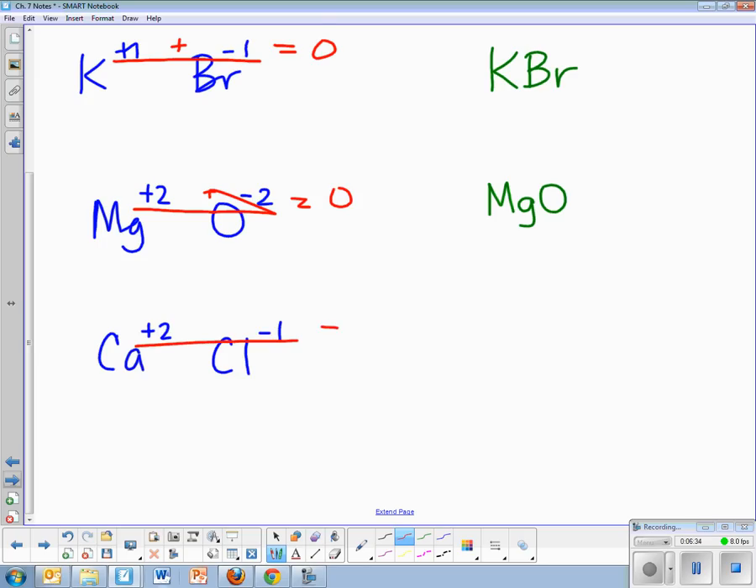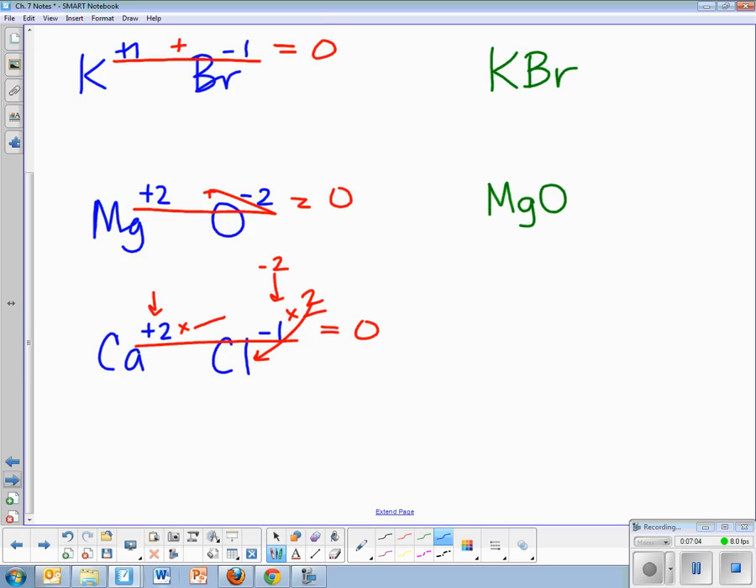Okay? So to get them to add to 0, you can multiply them by something. So, what do you need to multiply them by? Well, you have a +2 right here, and you need to get this one to be a -2. Opposite sign, plus and minus, but the same amount. So how do you get -1 to be -2? You multiply by a 2. That means you need 2 chlorines to balance out your 1 calcium.